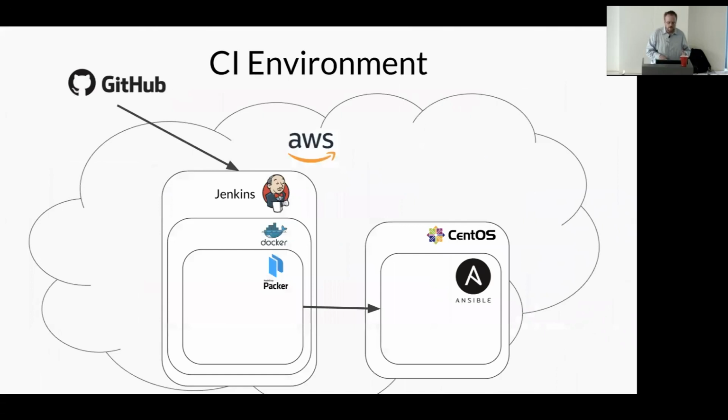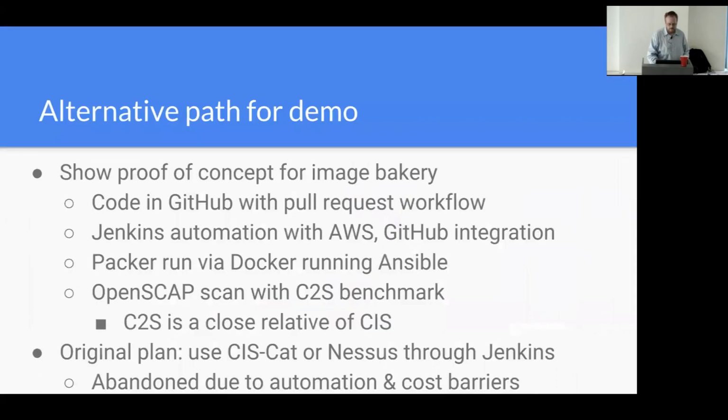If you do that, you can also have a CI environment where Jenkins will use Docker to run Packer and then spawn the EC2 instance and run the playbook on that EC2 instance. So the proof of concept here: code's in GitHub. We can use GitHub pull requests in Jenkins to make sure that things continue to build even while we're making changes. We can run an OpenSCAP scan after we do our provisioning to start with to see where things are.